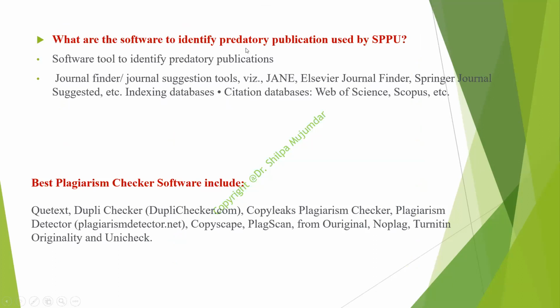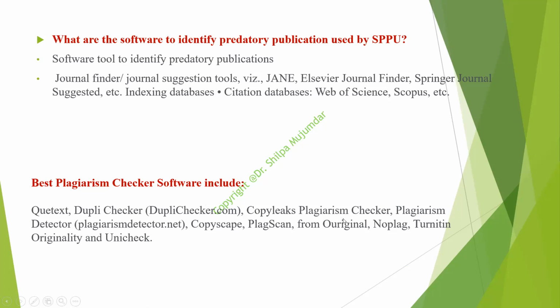Then, what are the softwares which identify predatory journals, generally used by our university? Journal finder or journal suggestion tools, for example, Jane, Elsevier Journal Finder, Springer journal finder, then indexing and citation databases such as Web of Science, Scopus, etc., are some of the software. The general software used by our university is Turnitin and Urkund. So Savitribai Phule Pune University generally uses Turnitin and Urkund for the plagiarism check, and this is for predatory publication. Others which are used are Quetext and DupliChecker. DupliChecker is even free, and it has both options, free as well as payment mode.